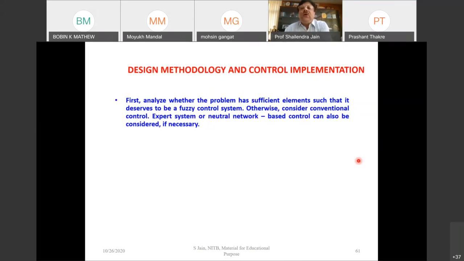Okay. So basically we have certain steps involved. You have to analyze whether the problem has sufficient elements such that it deserves to be a fuzzy control system. Generally, see what happens, everybody is using fuzzy control, so I should use fuzzy. This is not the logic. You have to analyze whether my inputs are really vague, whether it's a really non-linear system, and whether I'm not able to make a mathematical model. Then yes, I should go for fuzzy. So this is basically the very first step you have to think about.